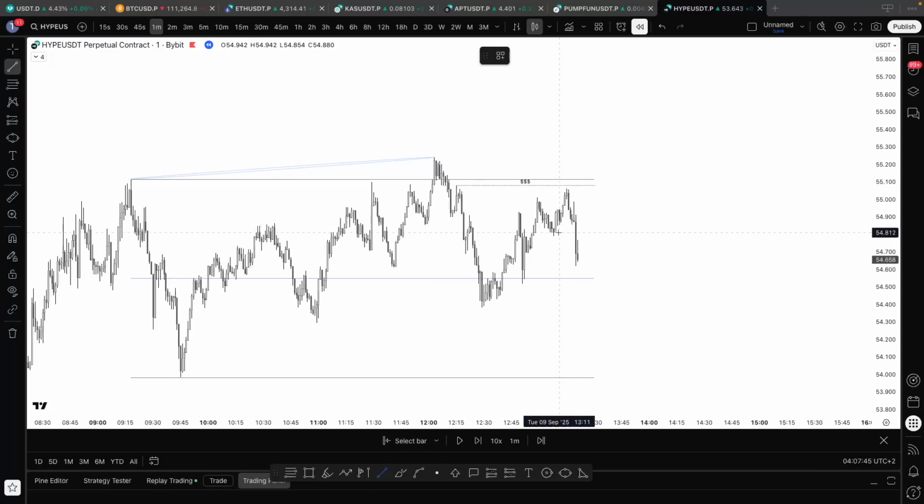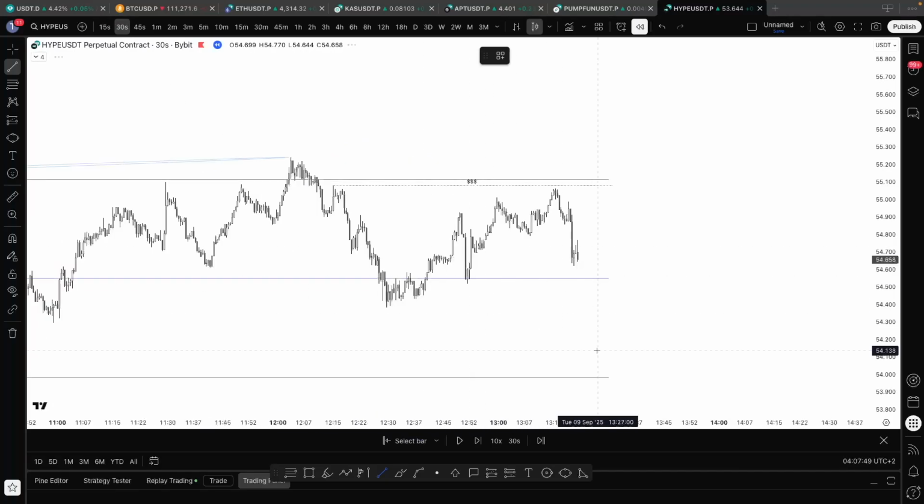You can see here your 1-minute break on the 30-second. Do we have a clear break? Because this is a very, very low time frame schematic. Then you can use the 30-second breaks. But right now, there isn't really any clear structure right there.